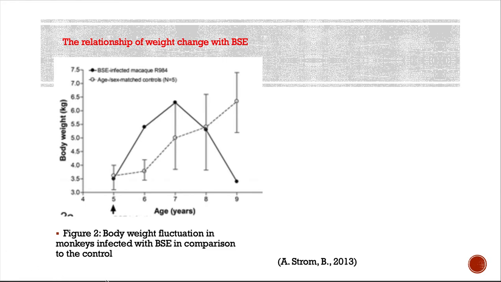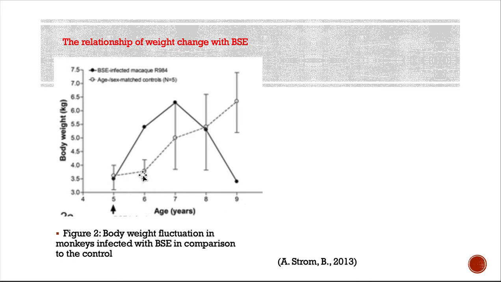So this is the second graph. Here we are looking at body weight in regard to age. We can see here that the dark solid line is the infected monkey, and as it ages, it gained weight pretty rapidly until it reached age 7. After age 7, its body weight dropped very dramatically.